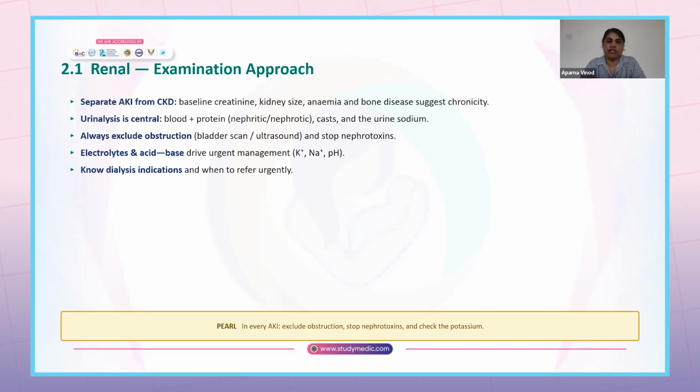diagnosis. Always exclude obstruction with the help of a bladder scan or ultrasound KUB and stop the nephrotoxins. Look at electrolytes and acid-base picture, which is necessary to drive the urgent management, like to decide when the patient needs dialysis, and know the dialysis indications and when to refer urgently. So you should know what indicates dialysis.